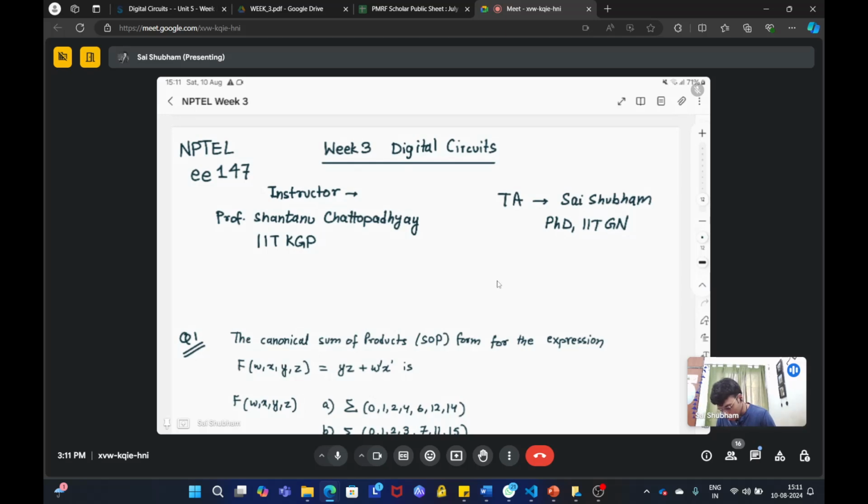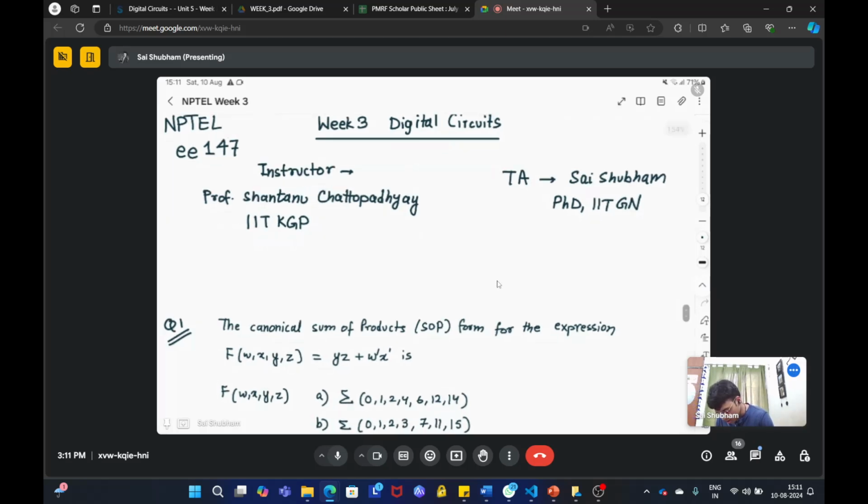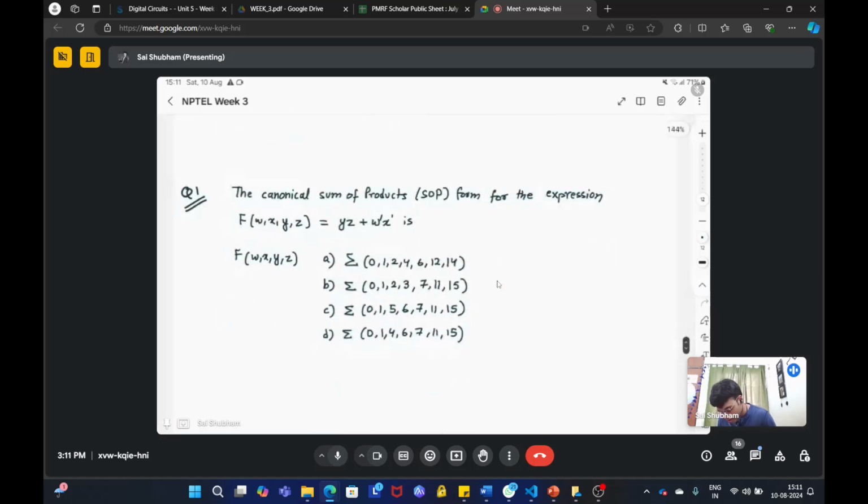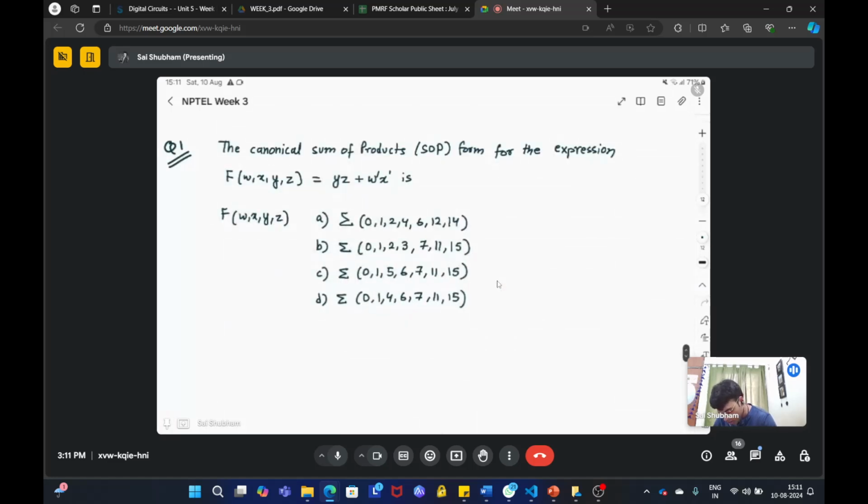Okay. So this is the first question. The question is the canonical sum of products form for the expression given here. There are four options, and I will give you 5 minutes to solve this. I will discuss the solution in the next 3 to 4 minutes. I expect everybody to solve this question. This is a very simple question.